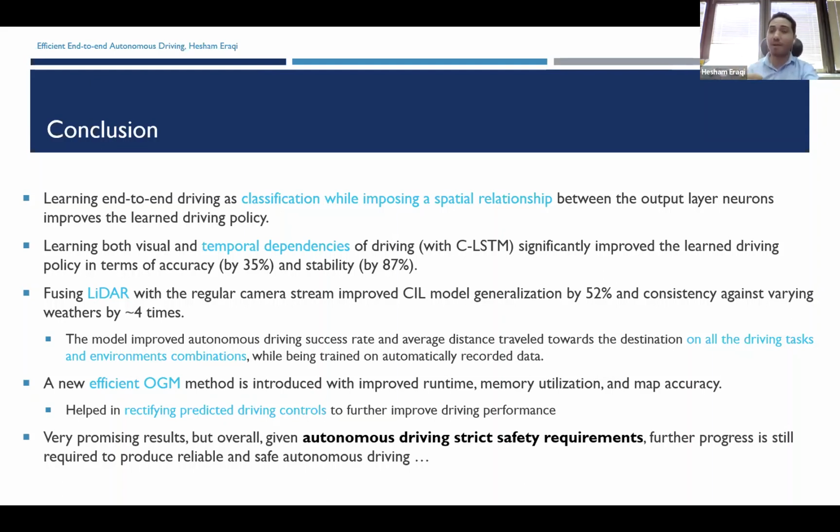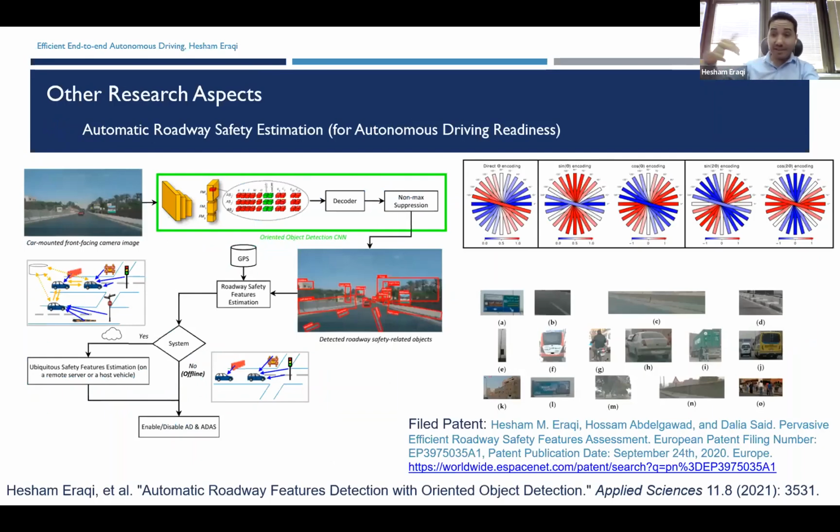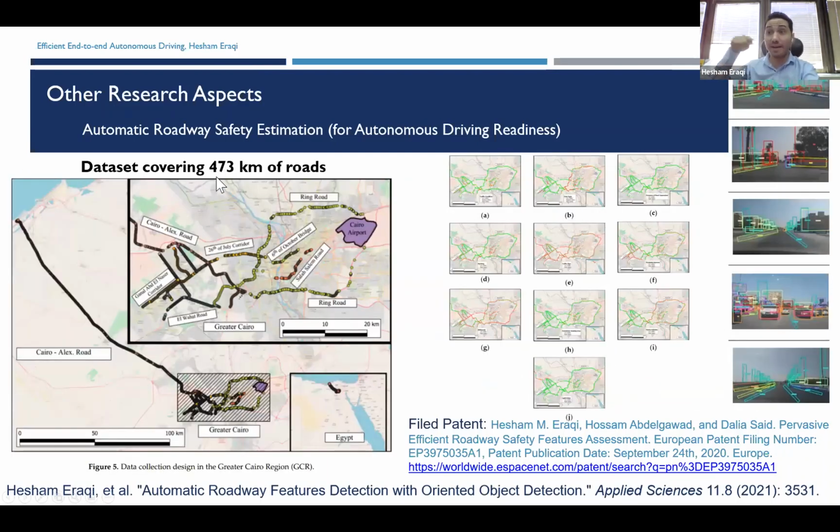Other aspects of the problem need to be investigated, like detecting the roadway readiness for autonomous driving, like what we do in this work that was published recently on how to estimate the roadway readiness for enabling or disabling ADAS functions or autonomous driving. In this work, we detect roadway objects based on data that we collected from Greater Cairo, covering 473 kilometers of routes of different types: highway, midtown, all of the types. And the data is publicly available. If anyone wants to use it, please feel free to ask for it.